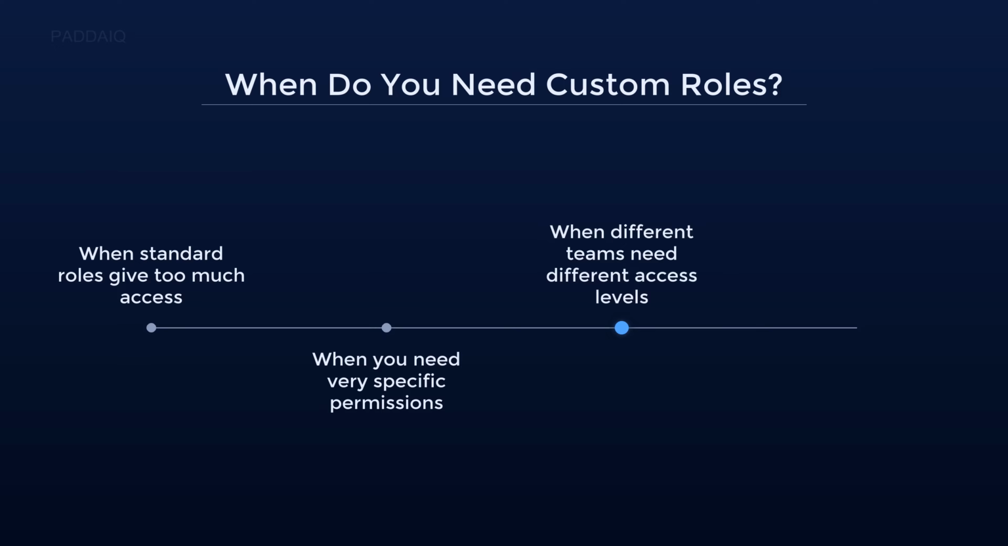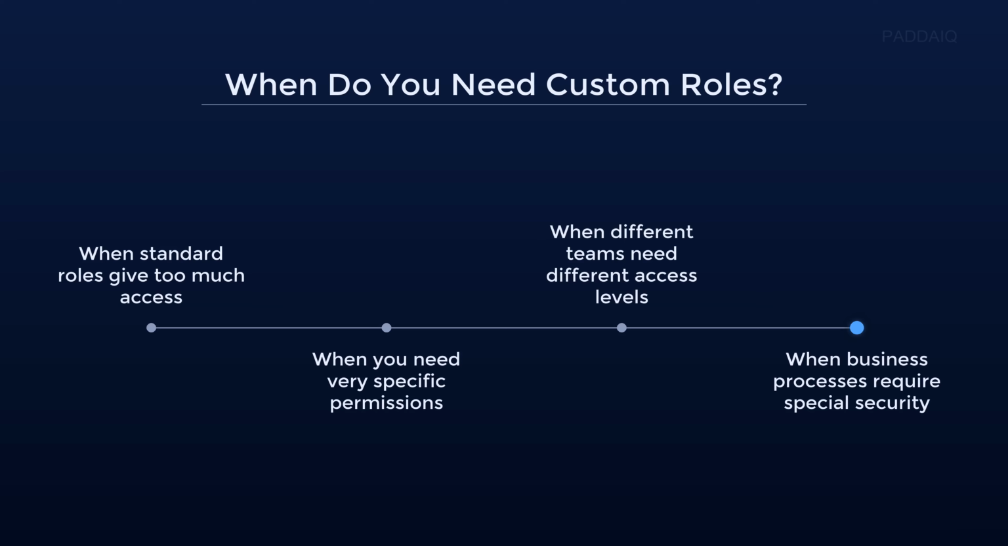When different teams need different access levels. This means separate groups require distinct permissions for their specific tasks. For example, your development team needs full access to deploy applications, while your quality assurance team only requires access to test them. Custom roles ensure each team has precisely the access they need to work effectively without unnecessary privileges.